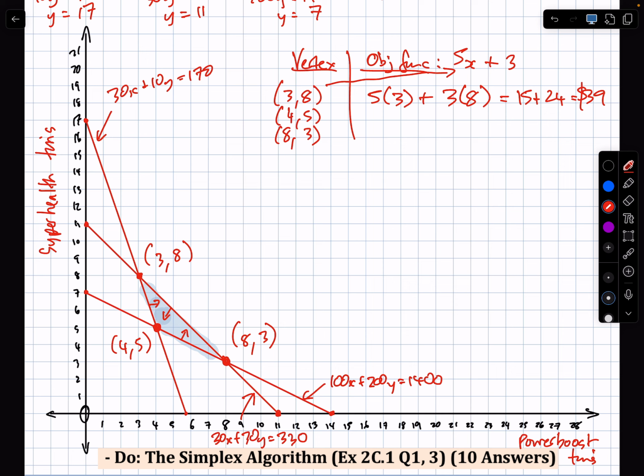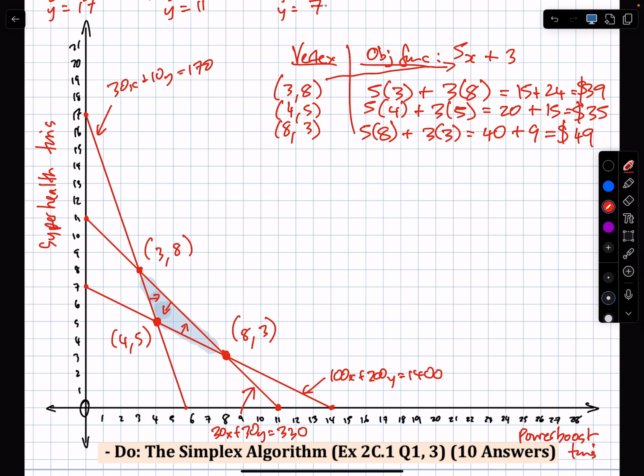But I haven't checked the other two yet, so I need to check the other two. 5 lots of 4 plus 3 lots of 5 equals 5 times 4 is $20 plus 15. What's that going to cost? $35. That's cheaper. I still haven't checked one. I've still got the other corner to check. So 5 lots of 8 plus 3 lots of 3. 5 times 8 is 40 plus 9. That's more expensive.